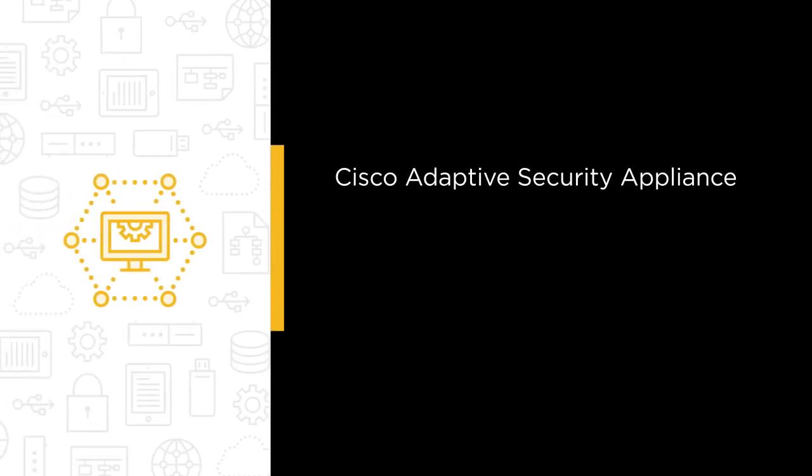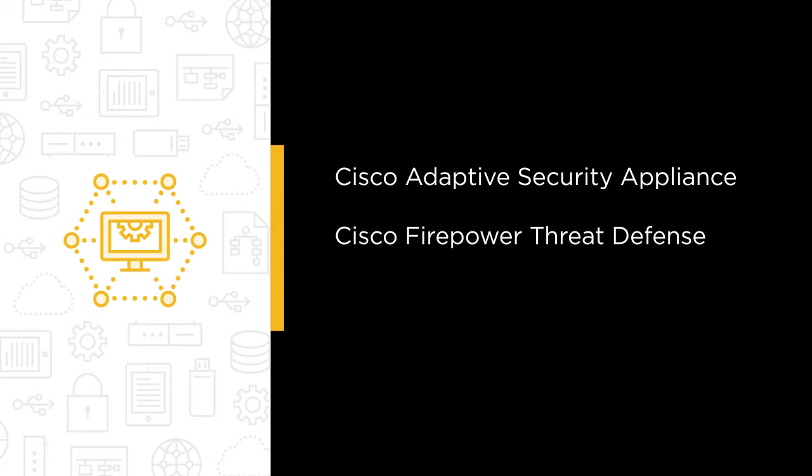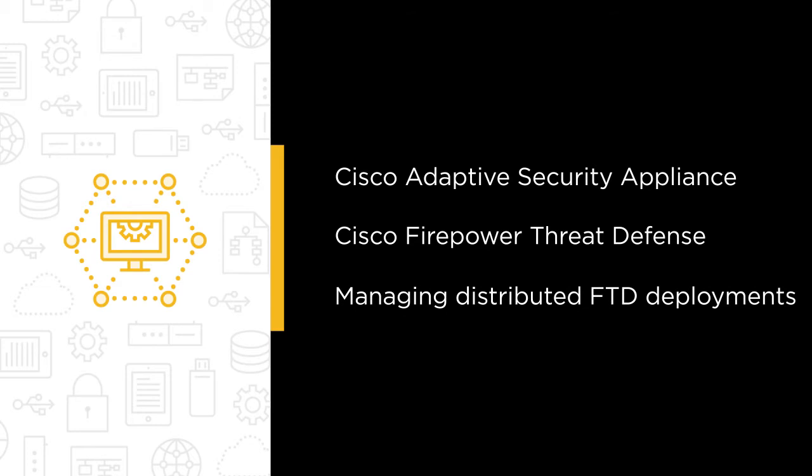Specifically, we'll cover three main topic areas: Cisco Adaptive Security Appliance or ASA policy automation using Ansible, Cisco Firepower Threat Defense or FTD policy automation using Python and REST APIs, and managing distributed FTD deployments with Firepower Management Center or FMC, also using Python and REST APIs.